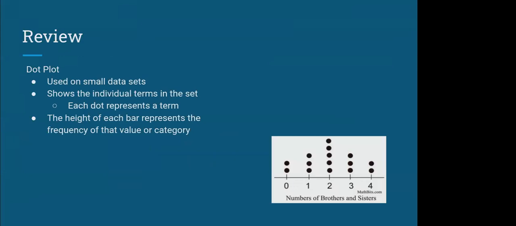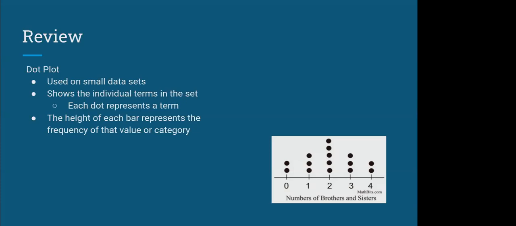So, a dot plot is used on small data sets, and you can see why just from the construction of it alone. It shows the individual terms in the set. Each dot represents a term, and the height of each bar represents the frequency of that value or category, or of course how often it happened. So if we were given this dot plot, we can have conversation about it, like specific conversation.